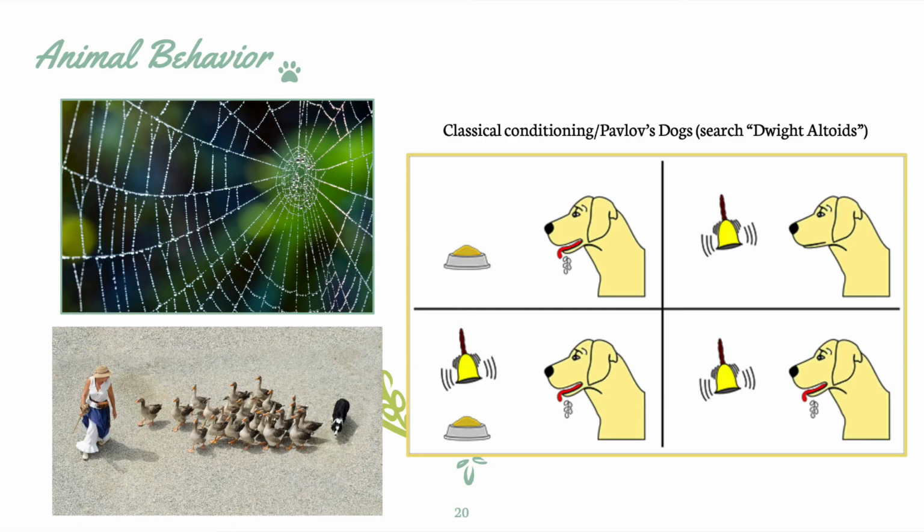I highly recommend looking up Dwight Altoids on YouTube for a hilarious example of classical conditioning in action. Hormones can also have a huge impact on behavior, like oxytocin, which promotes care and bonding in mammals. Other cool examples are behavioral imprinting and the waggle dance of bees.